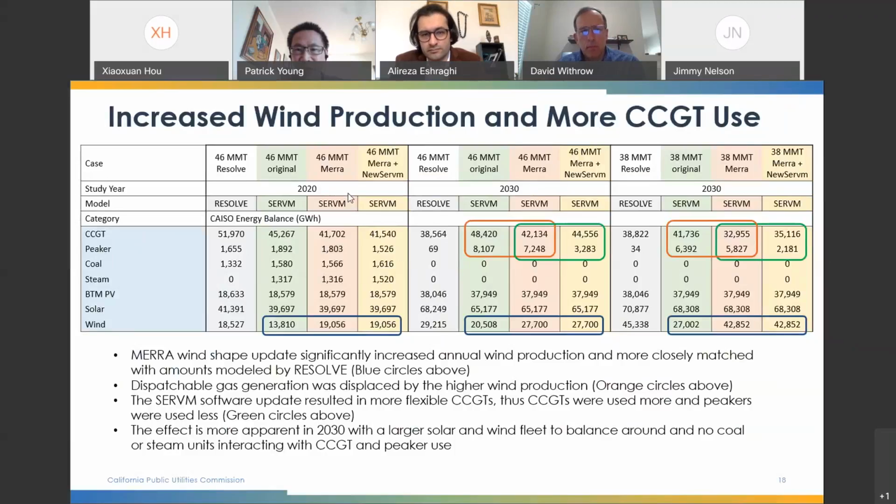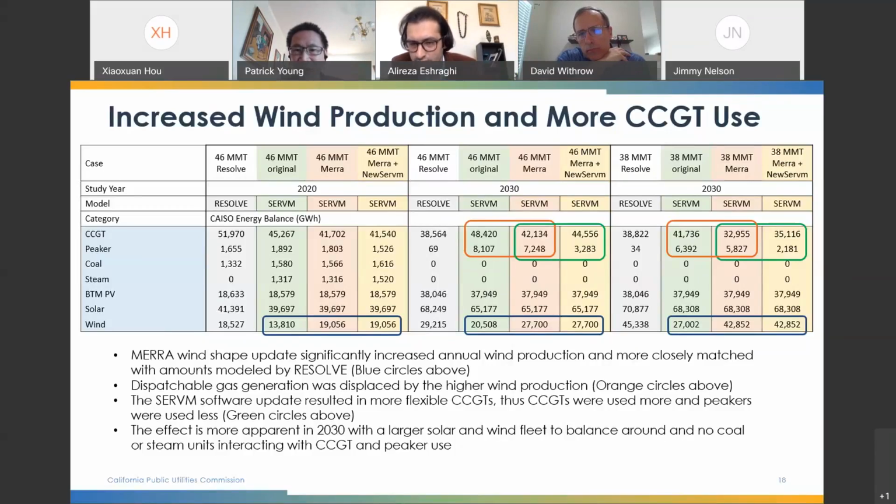Dispatchable gas generation was displaced by this higher wind production, and I highlight that with the numbers shown with the orange circle. You can see that with that increased wind production, CCGT dispatch went down. The SERVM software update also resulted in more flexible CCGT use, as I mentioned, and this is highlighted with the numbers circled in green in the table. You can see that CCGT use went up and peaker use went down with this software update.